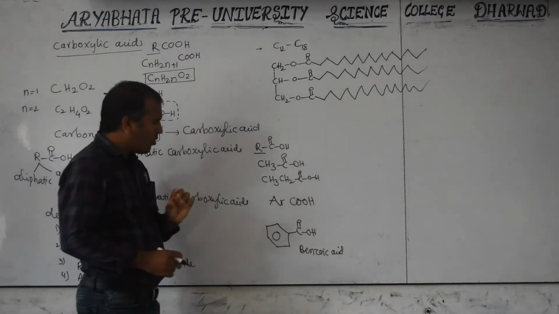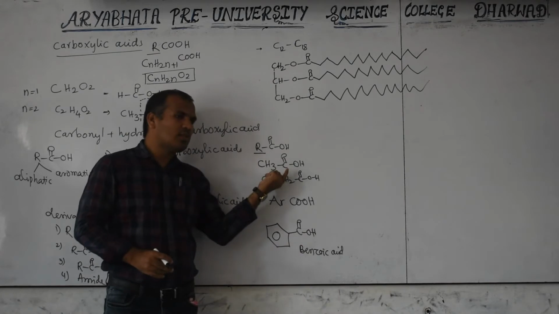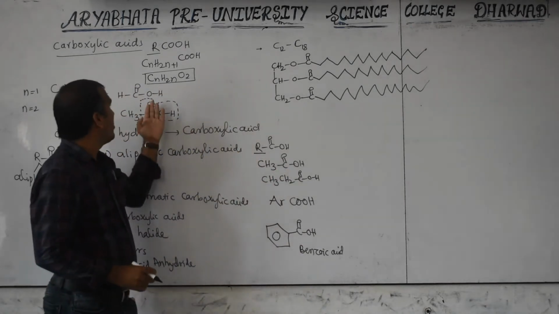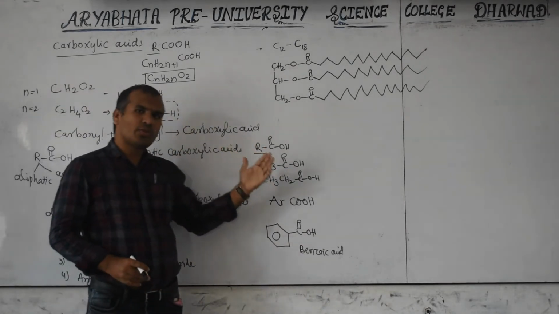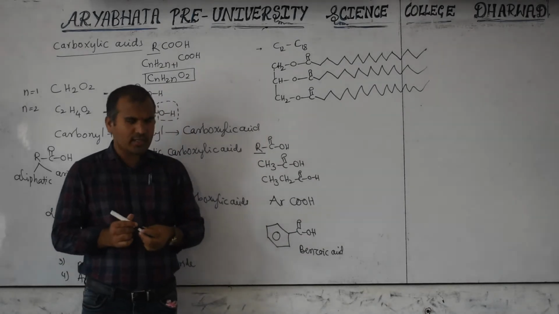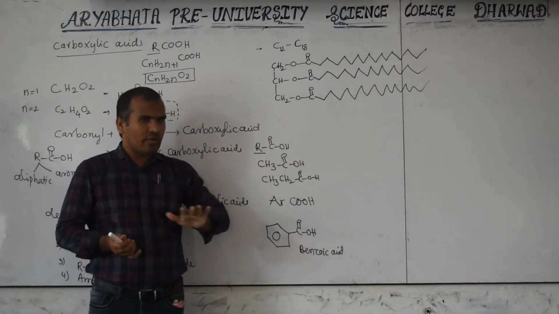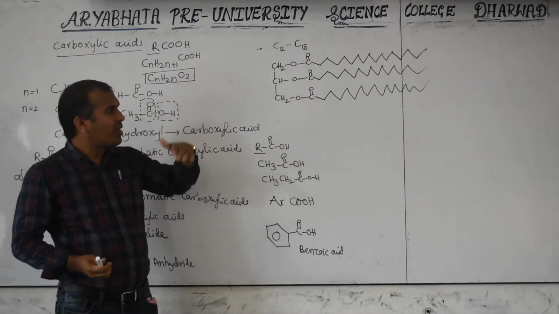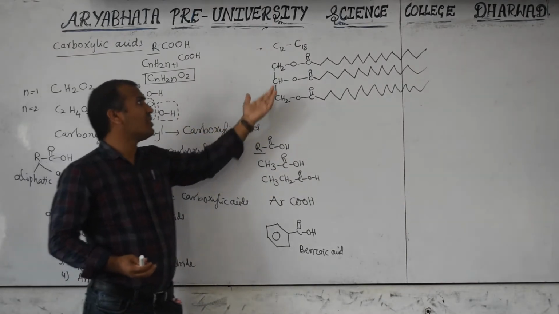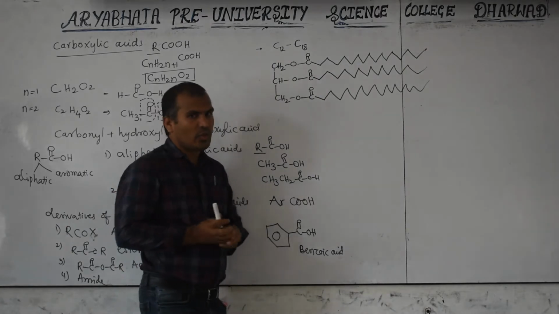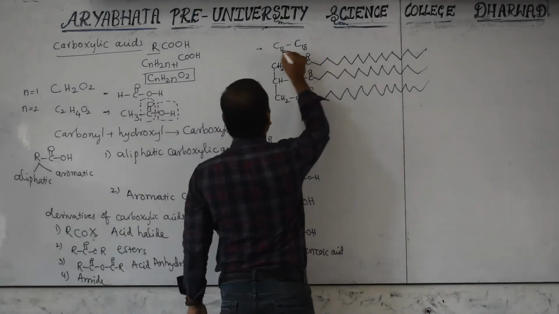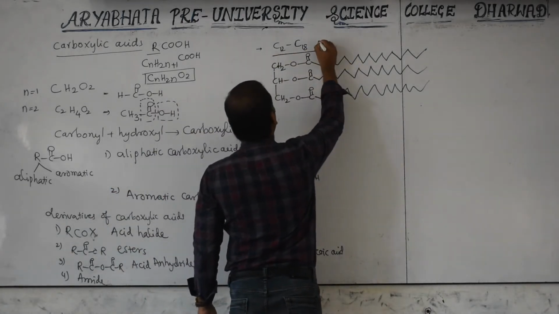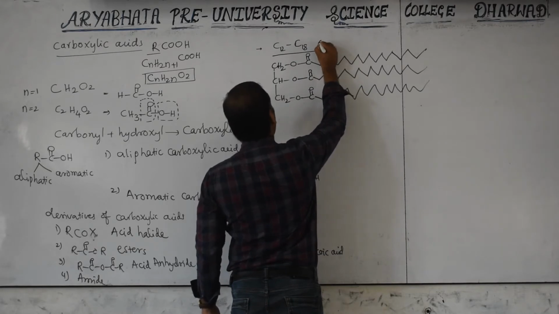acid. Lower carboxylic acid means what? Two carbon, acetic acid; formic acid, one carbon. So one, two, three, four carbon carboxylic acids are known as lower level. When the carbon number increases, that is known as the higher number. So higher carboxylic acids, from C12 to C18, are known as fatty acids. C12 to C18 carbon carboxylic acids.